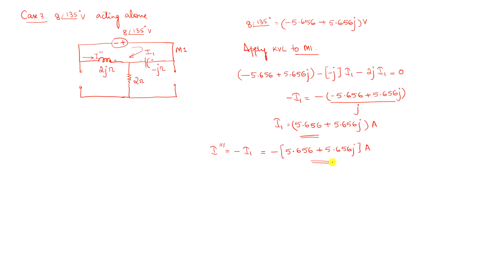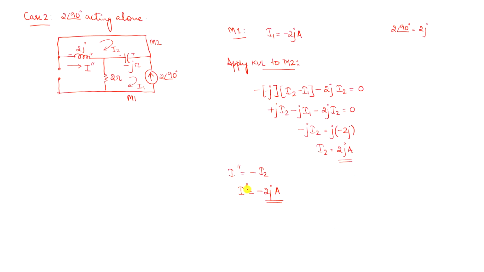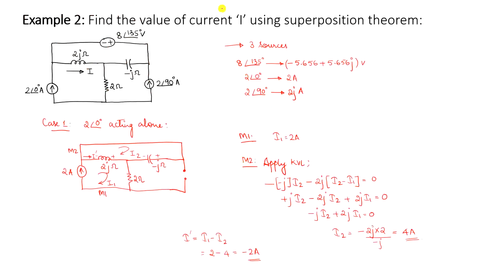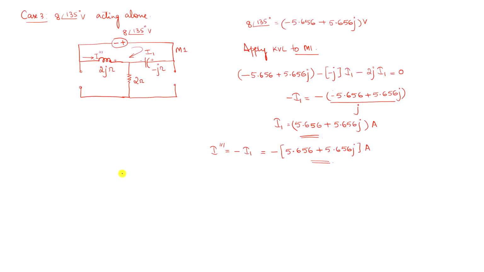Now in the superposition theorem, as I have told you, the statement says you are supposed to find the result by adding the sum of all the responses. Individually we have computed I dash, I2, I double dash, and I triple dash. We have to find the current I in this circuit. We have computed individual responses, so the final result is the sum of all of them. So the current I is going to be equal to I dash plus I double dash plus I triple dash.